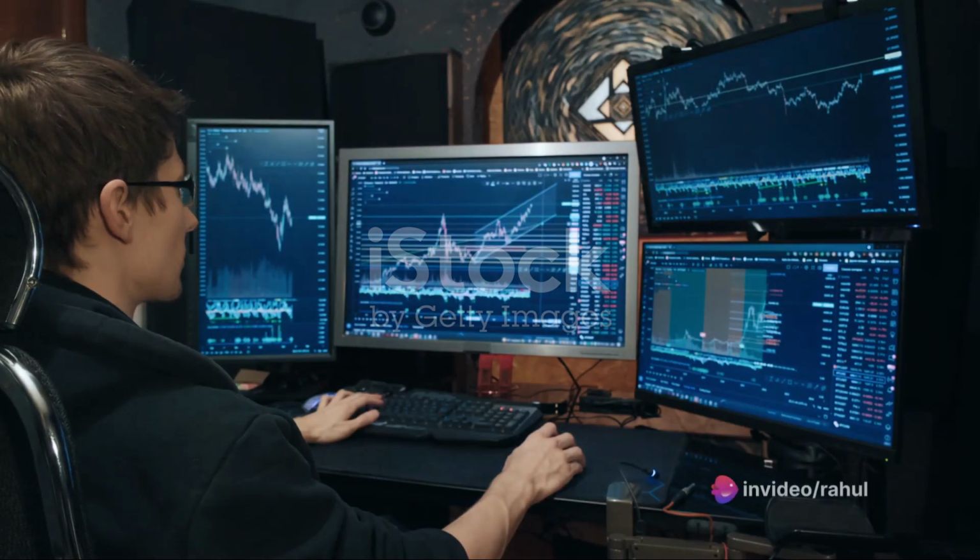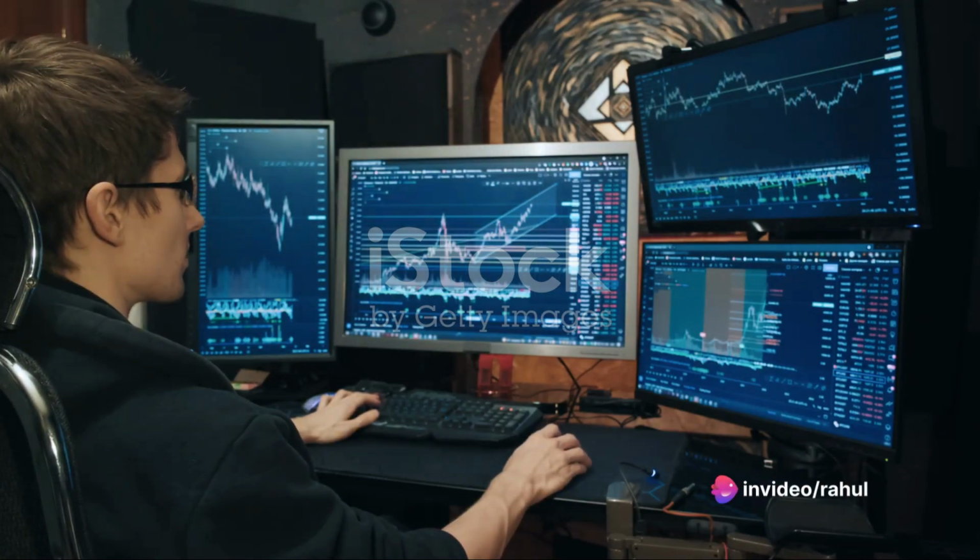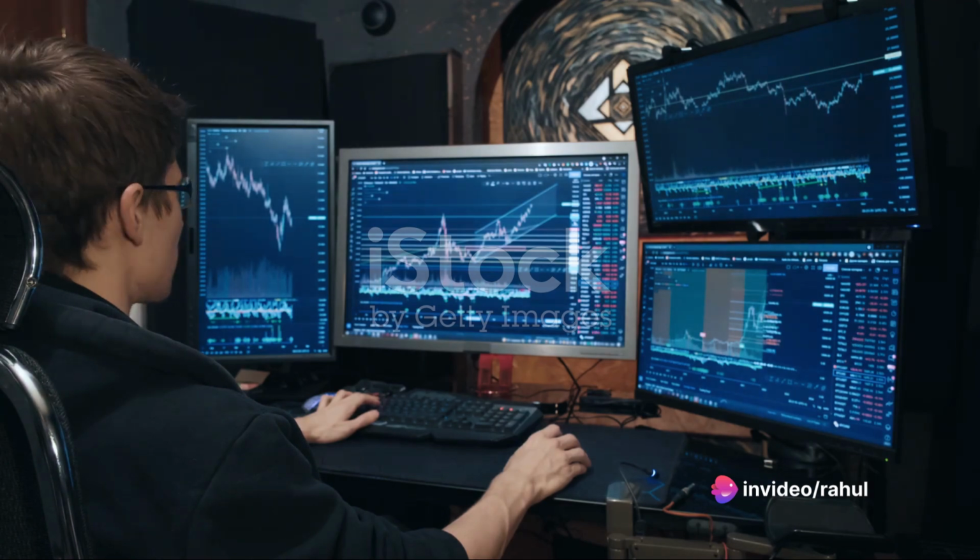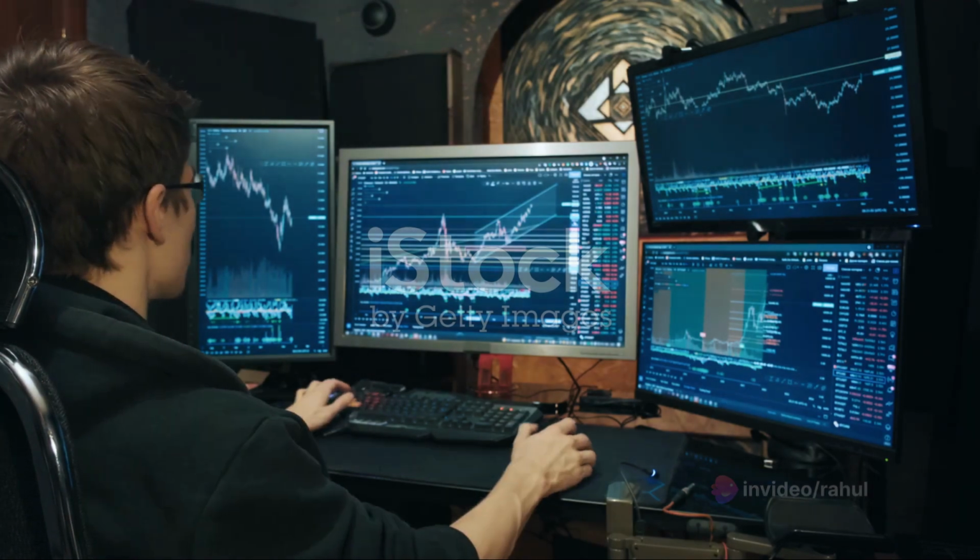Welcome to our comprehensive guide on option trading. Before we dive into the intricacies of support and resistance, it's vital to understand what option trading is.